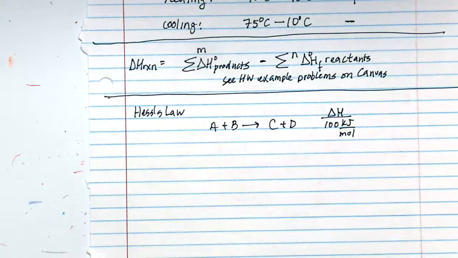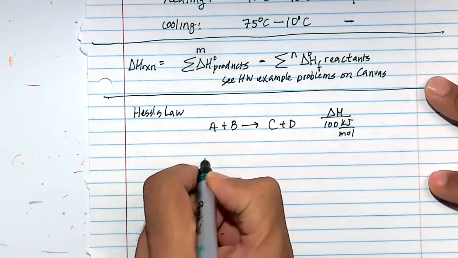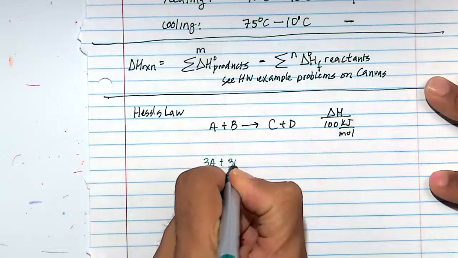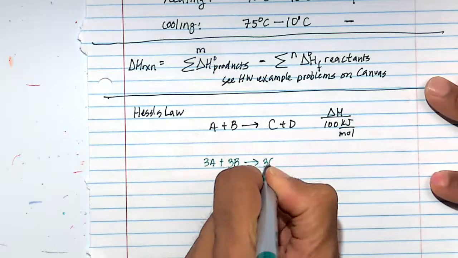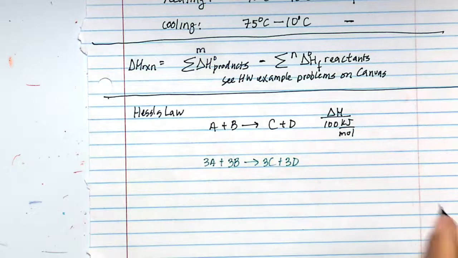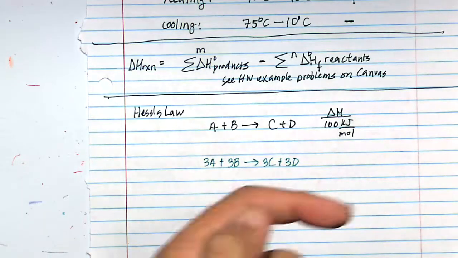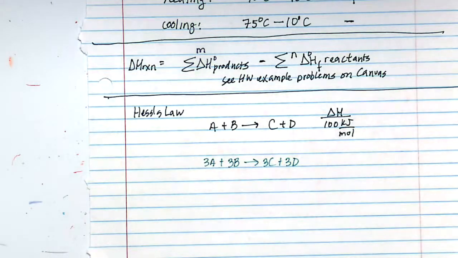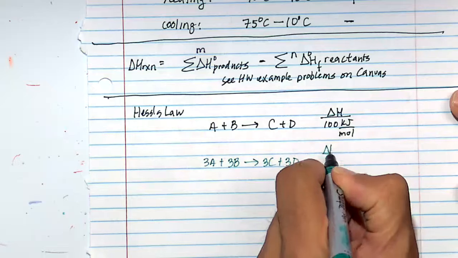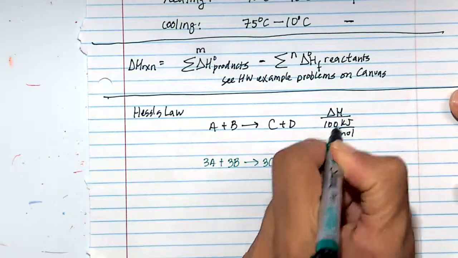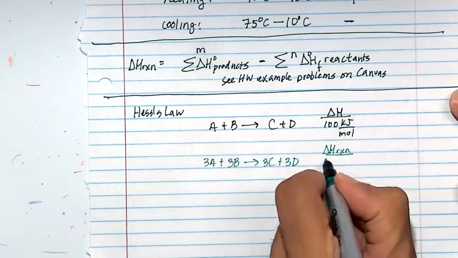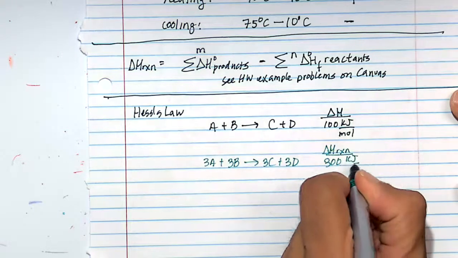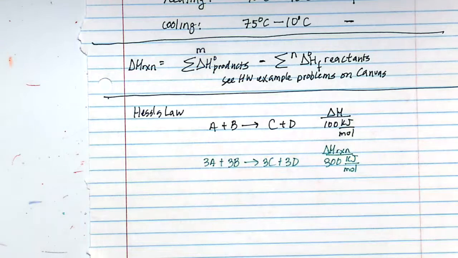Now, what if I ask you to compute the delta H for this reaction? 3A plus 3B goes to 3C plus 3D. What is our new enthalpy? I multiplied everything out by 3: 3A, 3B, 3C, 3D. What's our new enthalpy now for this new reaction? Okay, you just take your enthalpy and also multiply by 3. So just remember that in the back of your mind.